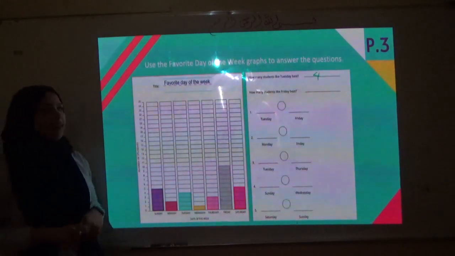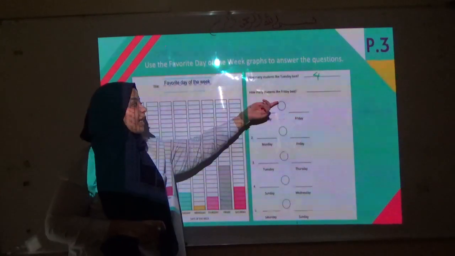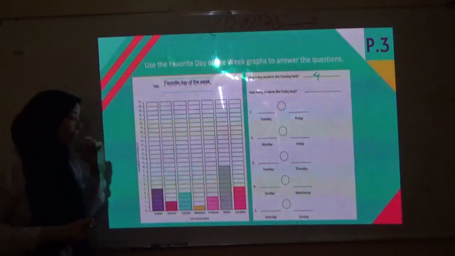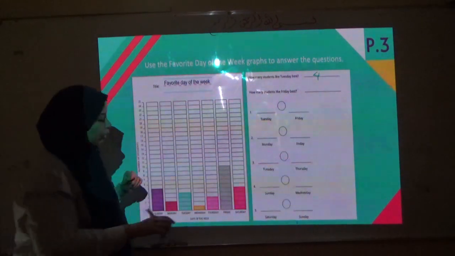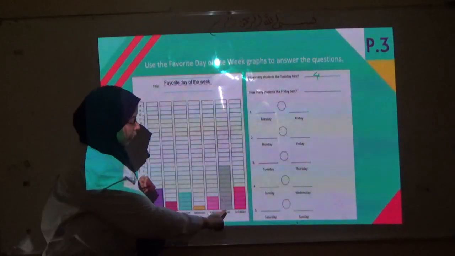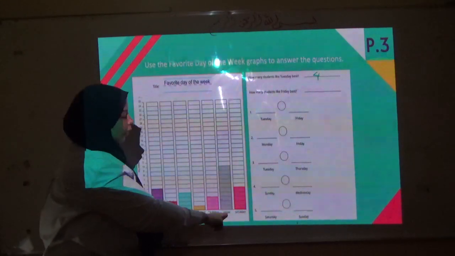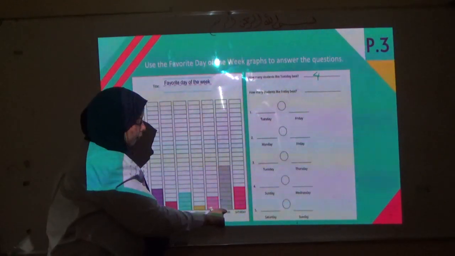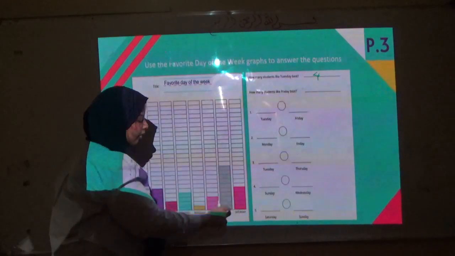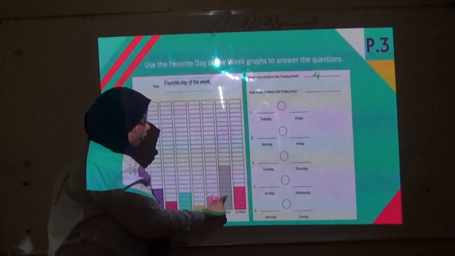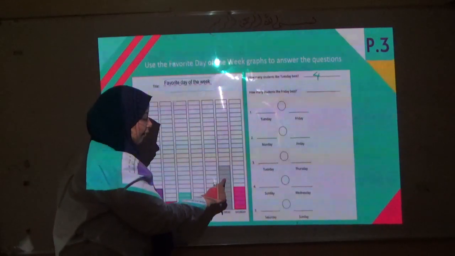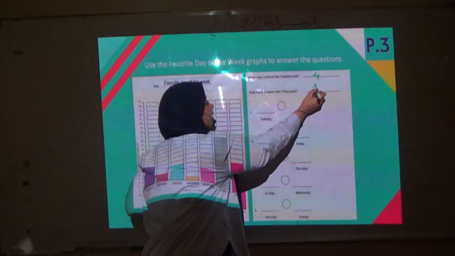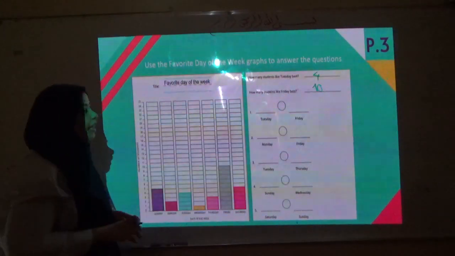The second question is, how many students like Friday best? So I will go again to my graph. I will put my hand on Friday and I will count the number of the students. So from 0 up to the end of the bar: 1, 2, 3, 4, 5, 6, 7, 8, 9, 10. So I have 10 students who like Friday best.